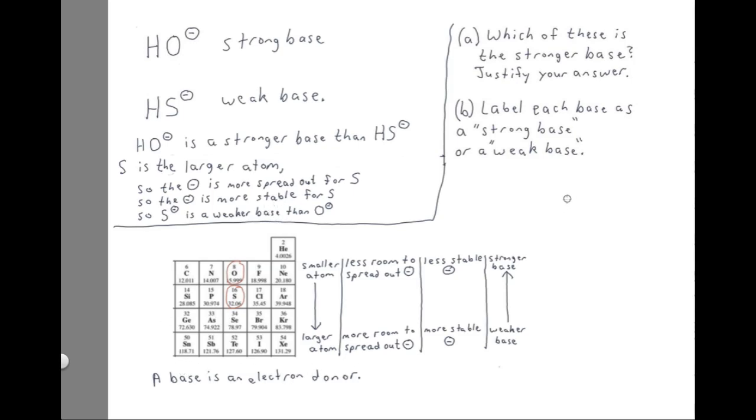So again, the pattern that we've learned is that when we're comparing base strength for elements from the same column of the periodic table, base strength decreases as you move down a column. Base strength increases as you move up a column. And the explanation for that is based on the atomic size. Elements that are further down in the table have more room to spread out their negative formal charge, making the negative charge more stable and less reactive.